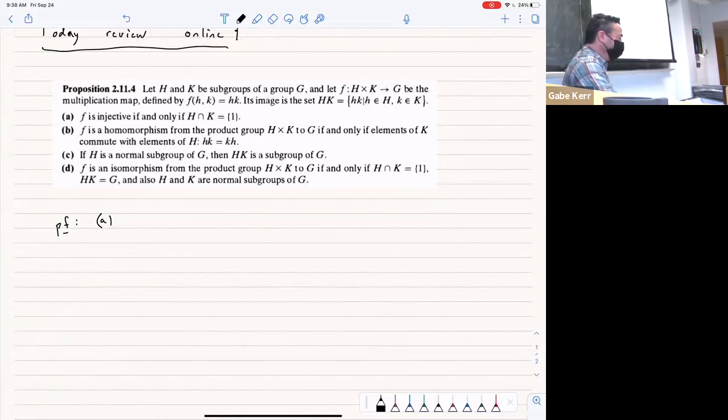Okay, F is injective if and only if this is true. So what is F again? F is this map. It just takes an element of H and an element of K and multiplies them together. That's simple.